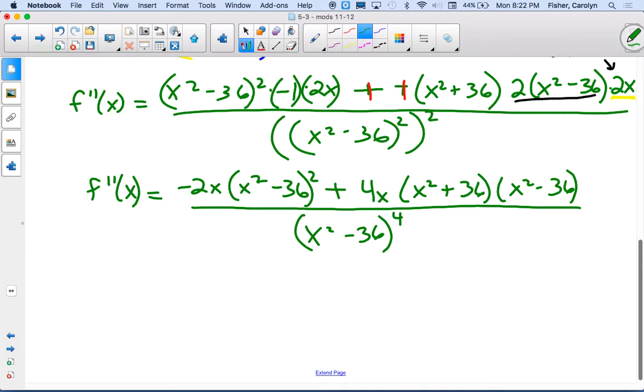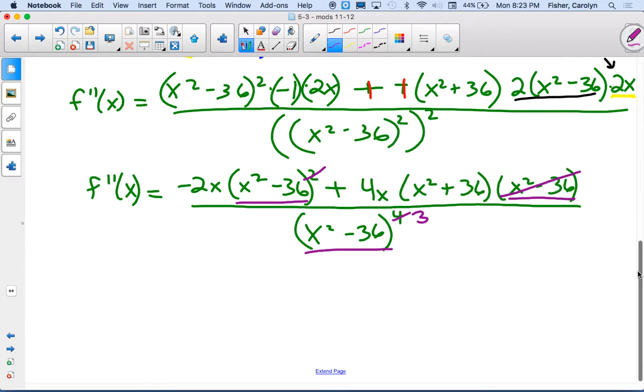So I'm noticing, I'm not sure if you're seeing this, if you stare at it for a minute, you should be seeing that we've got an x squared minus 36 here, and an x squared minus 36 here, and then 4x times x squared minus 36 here. So I'm going to cancel one of them. So this one's gone. One of the two is gone there, and that's just a first power, and then this becomes the third power.